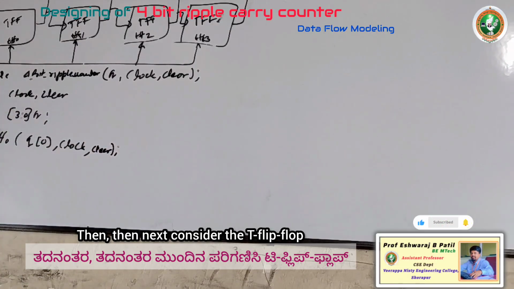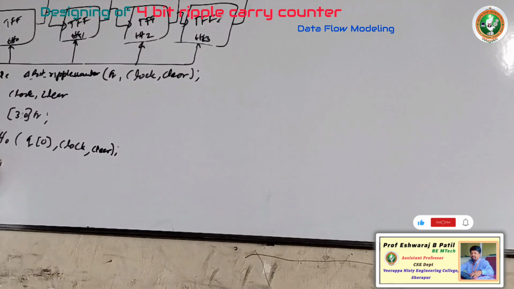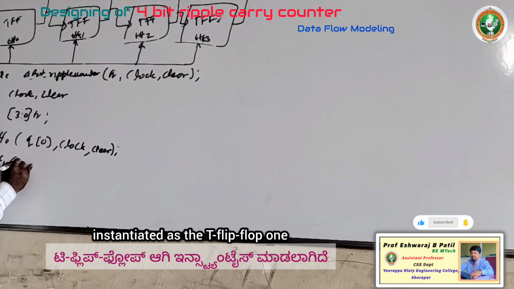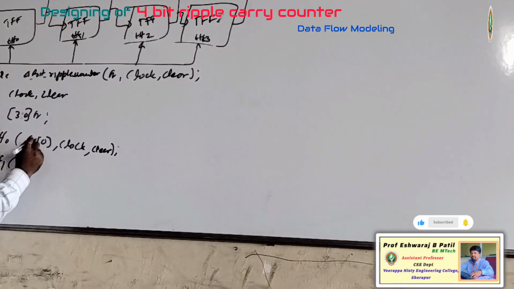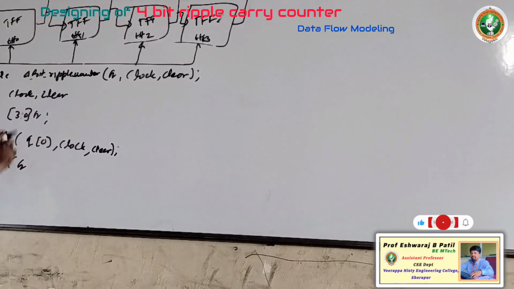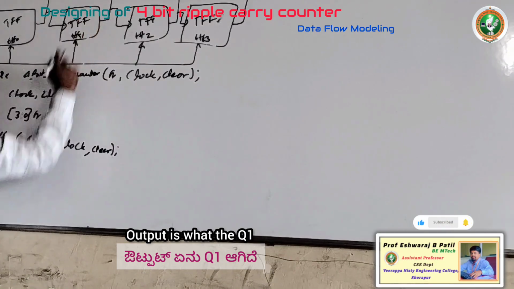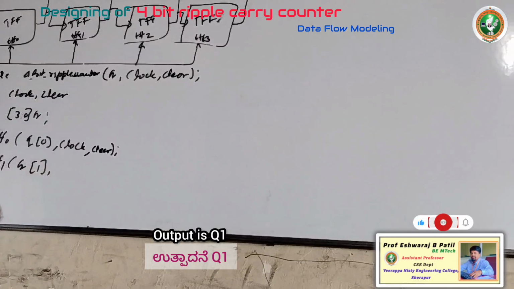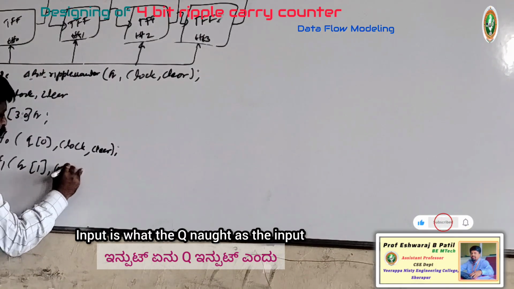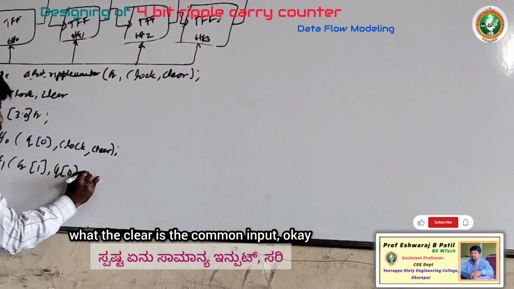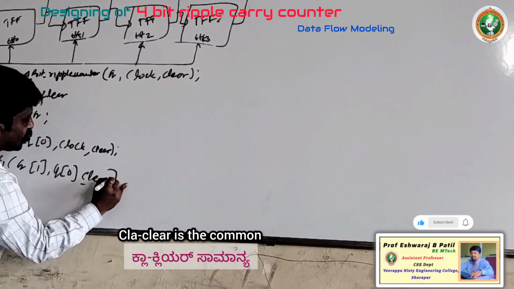Next consider the T flip flop instantiated as T flip flop 1. The input for this one is Q0, and the output is Q1. So the inputs are Q0 and the clear, which is the common input.